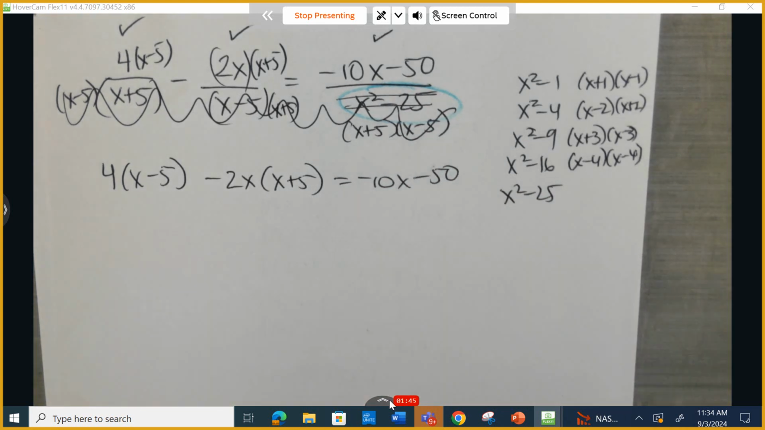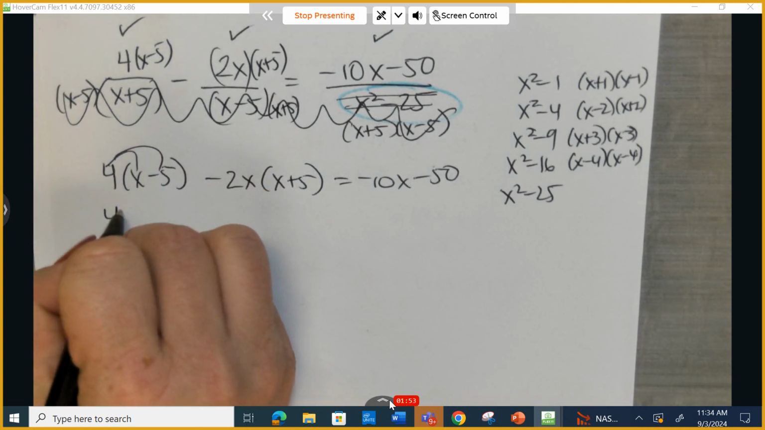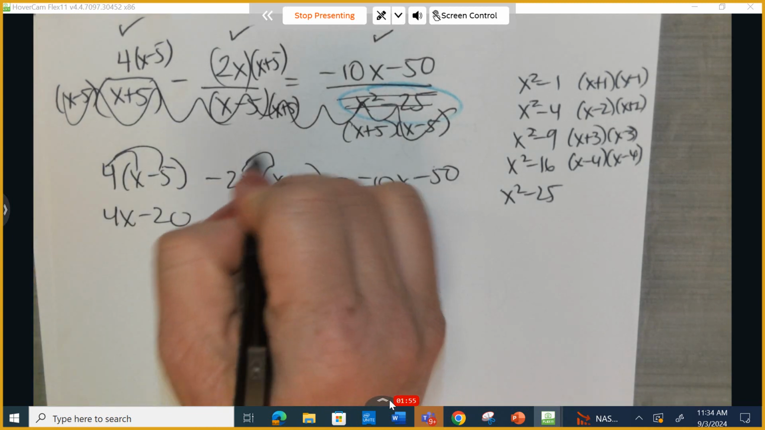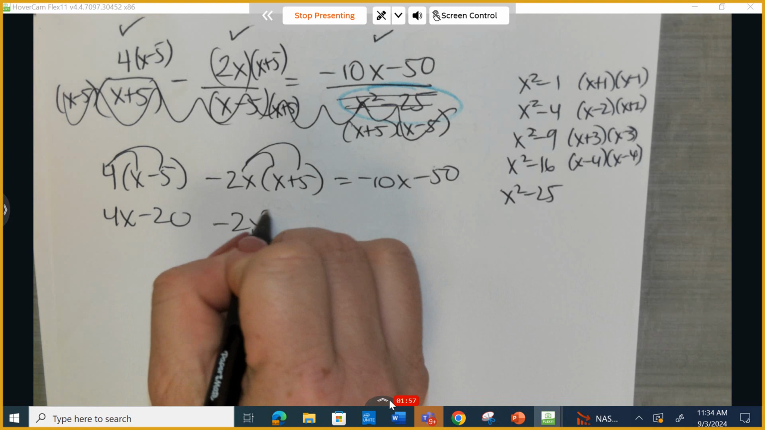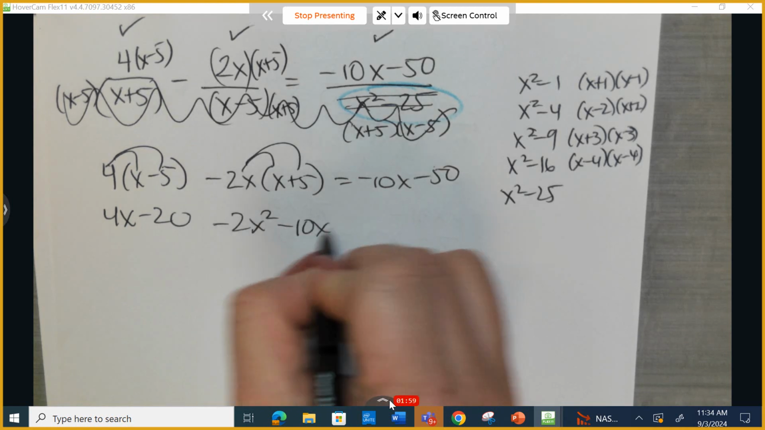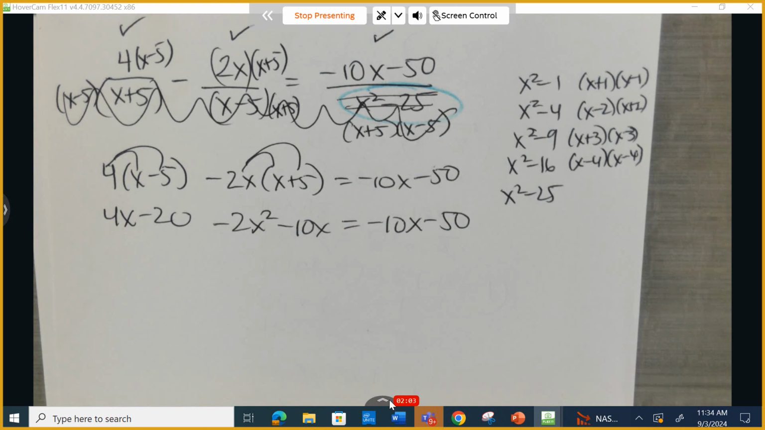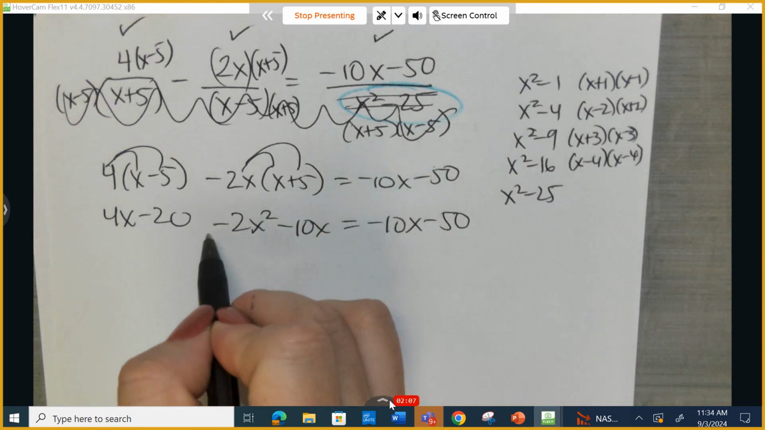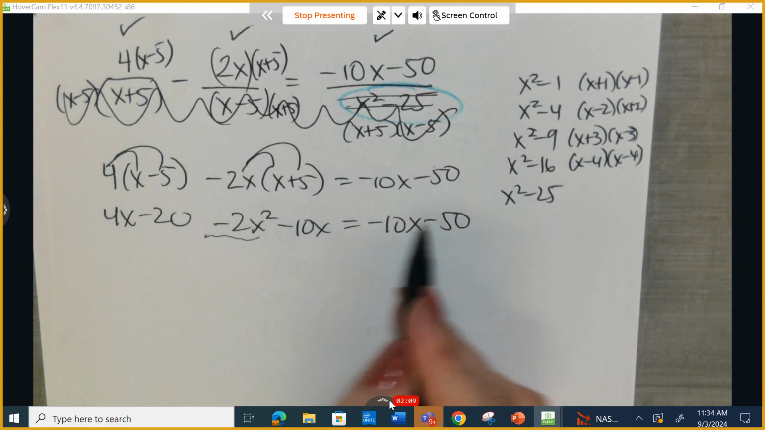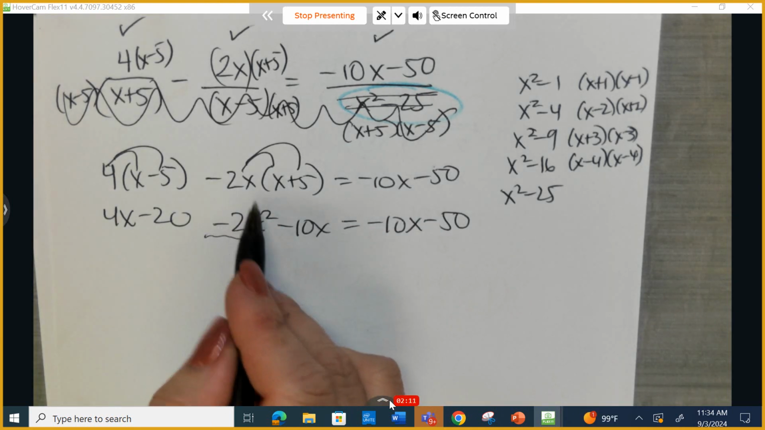So the first thing I'm going to do is I'm going to distribute. Okay, so I'm going to distribute the 4 to get 4x minus 20. Distribute the negative 2x to get negative 2x squared minus 10x. And then I think it's to our advantage to always have a leading coefficient that's positive. So here's the leading coefficient. It's the only one with an x squared. It's on the left side, but it's negative.